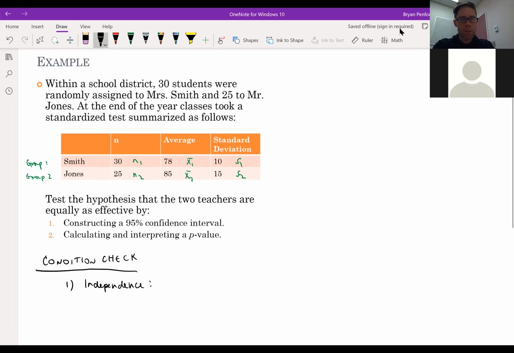So let's check the independence condition. With categorical data, that would be the less than 10%. For numerical data, we're really just looking to see if we have a simple random sample, right? Is there some randomization involved in this particular study? And it looks like there is a little bit of randomization involved here. We randomly assigned our students to the two groups. Okay, so there is random assignment. That's probably good enough for the independence condition here.